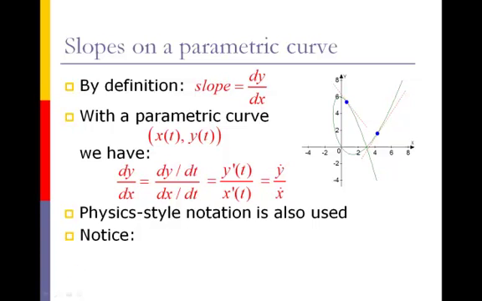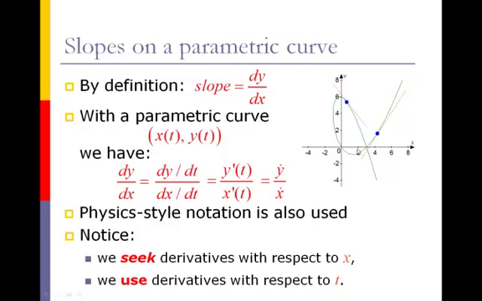Now, notice one important thing here. What we are after, what we're seeking, are derivatives with respect to x. We're looking for dy dx. We're looking for the slope, right? So we're looking for the geometrical slope, which is given by the derivative of y, the vertical variable, with respect to x, the horizontal variable. However, what we're actually using is derivatives of both of them, x and y, with respect to t, to the extra parameter. Okay? So try not to make any confusion between the two.